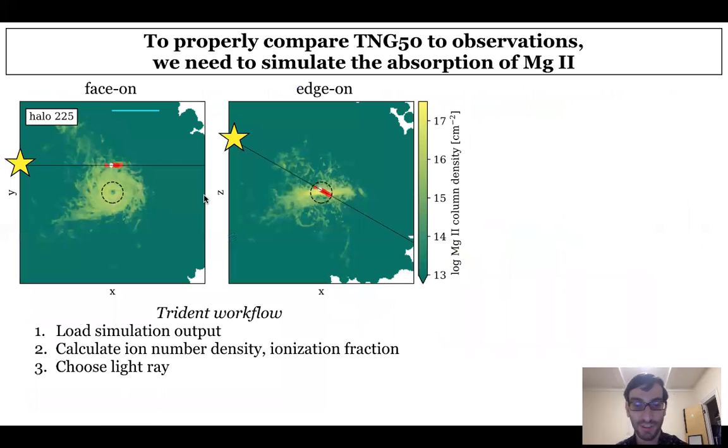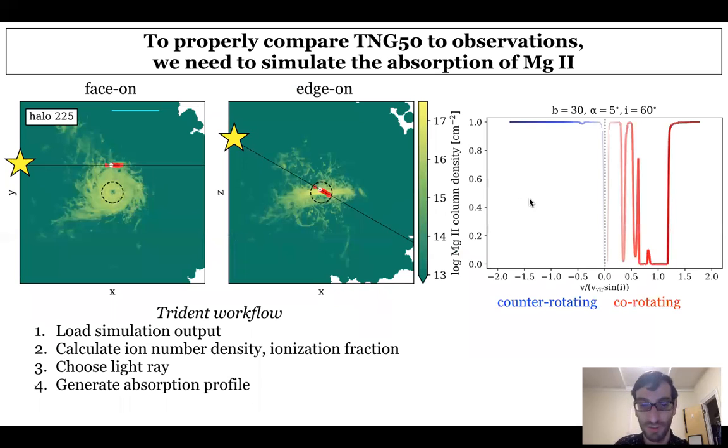So to do this, I used a tool developed by Cameron Hummels called Trident, which post-processes galaxy simulation outputs to generate absorption line profiles using mock sightlines. So this process is demonstrated here, where I show magnesium-2 column density maps of a simulated halo along with a sightline through that halo going left to right that passes near the galaxy's major axis. So each gas cell that intersects with the sightline is colored by its velocity along the sightline and is used by Trident to make this resulting absorption spectrum.